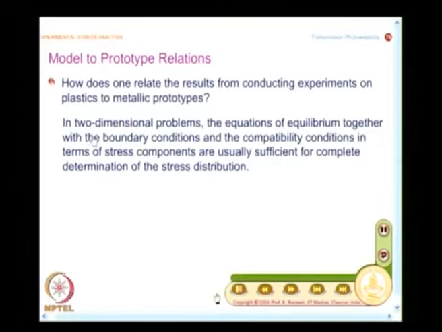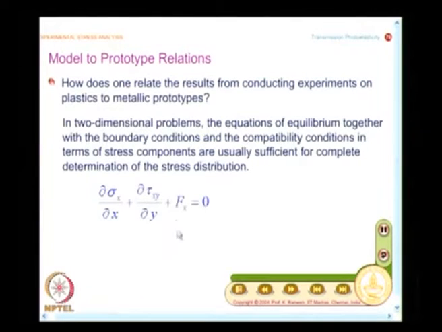So, in 2-dimensional problems, the equations of equilibrium together with the boundary conditions and the compatibility conditions in terms of stress components. You must have seen compatibility condition in terms of strain components. We will also spend 2 minutes on that. These equations are usually sufficient for complete determination of stress distribution. So, I need to have the equilibrium conditions, look at the compatibility conditions and satisfy the boundary conditions of the problem.